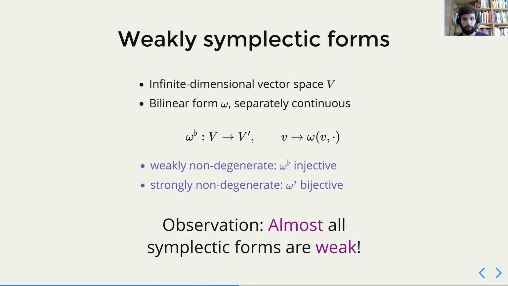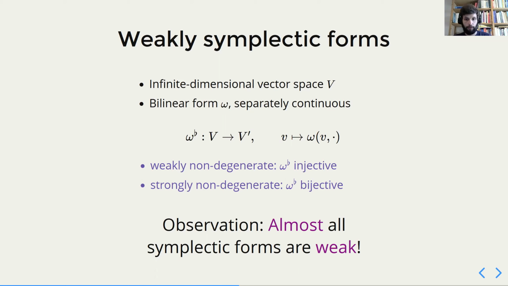So we fix the Banach space, and then we have a bilinear form, which we of course want to be our symplectic form. We assume it to be separately continuous, and then we get a map which is the so-called musical isomorphism in finite dimensions. What is this doing? If you have a vector in V, then you plug it into your symplectic form, and you get a dual element. Because we assume that the bilinear form is continuous, this takes values in the continuous dual. In finite dimension, a symplectic form is a bilinear form which is antisymmetric and non-degenerate in the sense that this omega flat is an isomorphism.